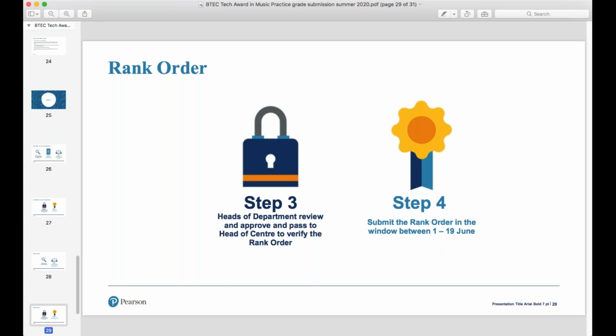Someone's just asked to clarify, would Year 9 be included in the rank order? So if they have completed work and are receiving a centre assessment grade as well, you would need to include them in the rank order. If they haven't completed any assessment towards a component at all, then they would be listed in the rank order, but the system should allow them to not be included in the numbering of that rank order.